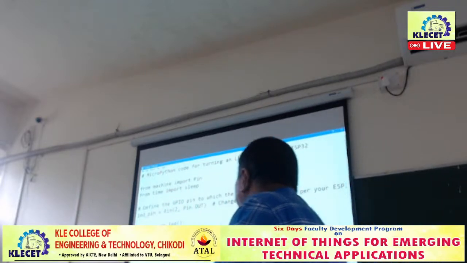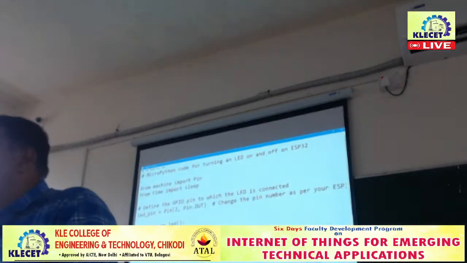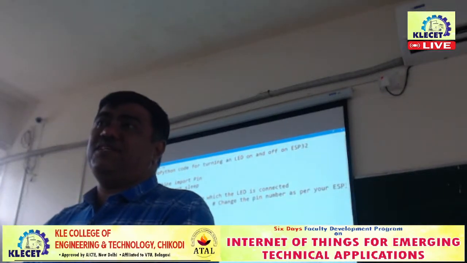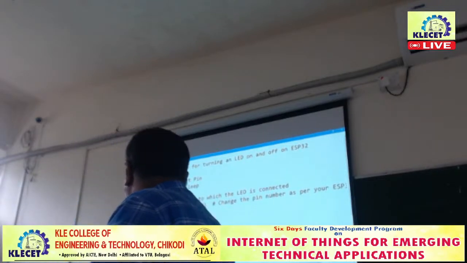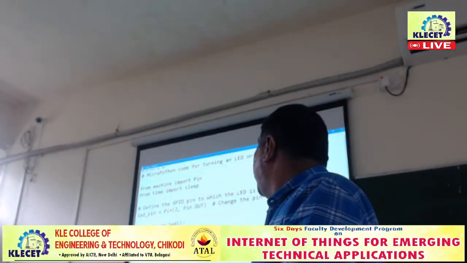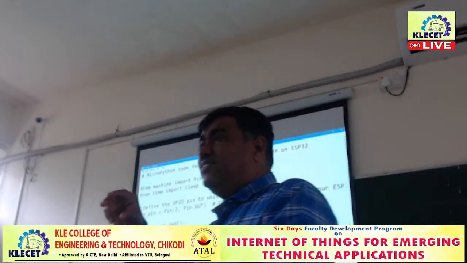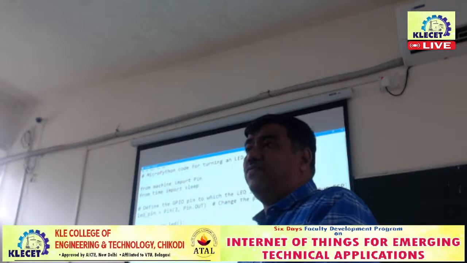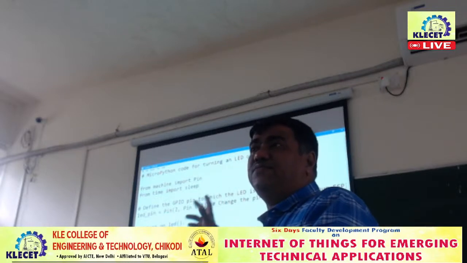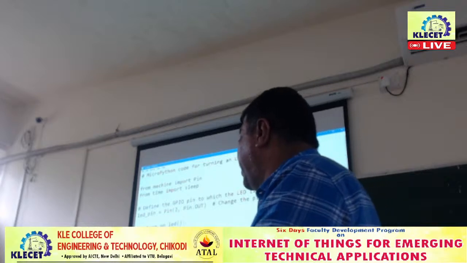Then def defines functions in Python. Def turn on LED: LED dot pin dot on. The next function is turn off LED: LED dot pin dot off. These are the functions. Then I am going to the main loop.